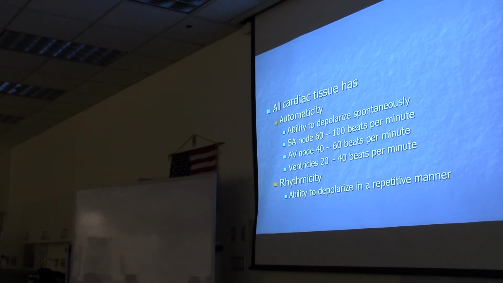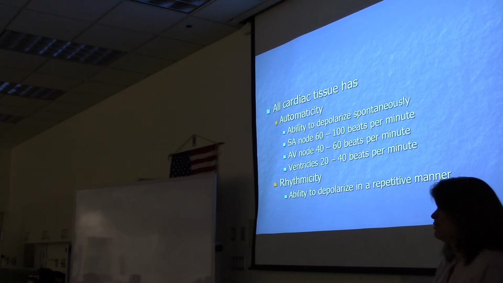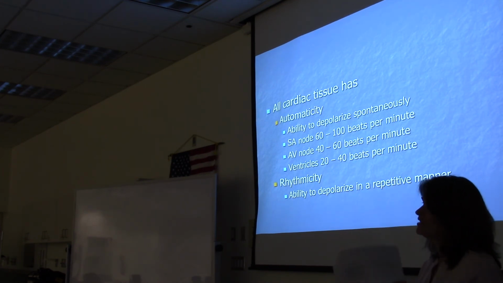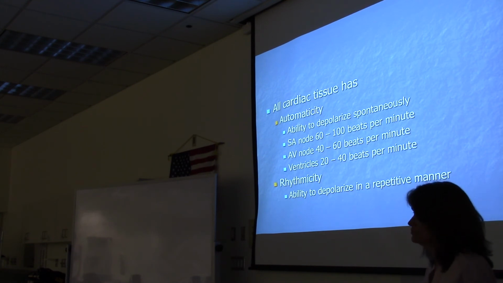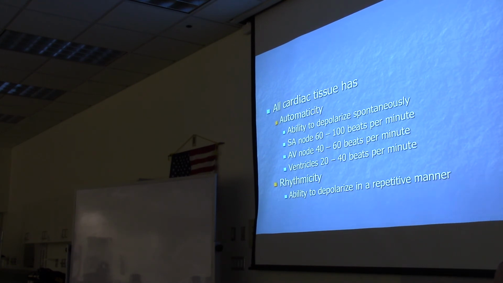All cardiac tissue has automaticity. And what that means is the ability to depolarize spontaneously. So if you could take out all the conduction tissue and just keep the heart fed with oxygen and a blood supply, the heart could continue to contract on its own. So it has the ability to depolarize spontaneously.